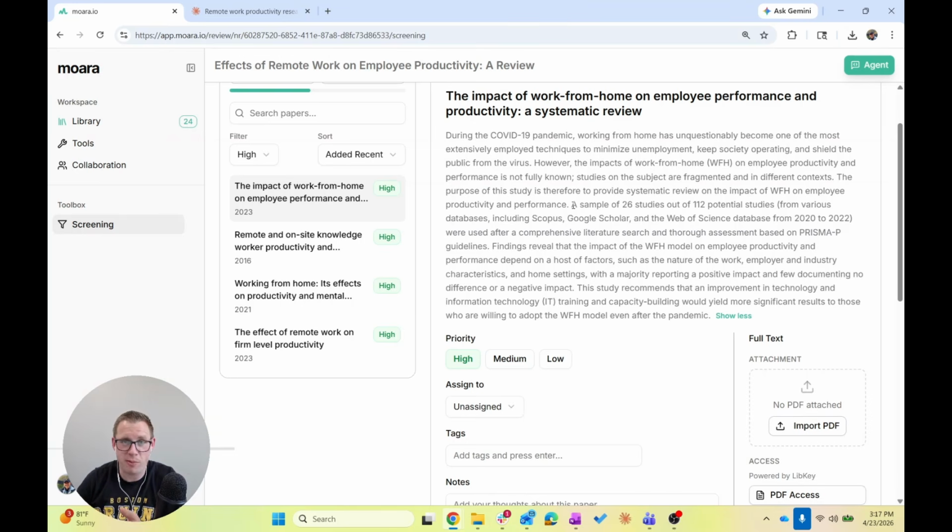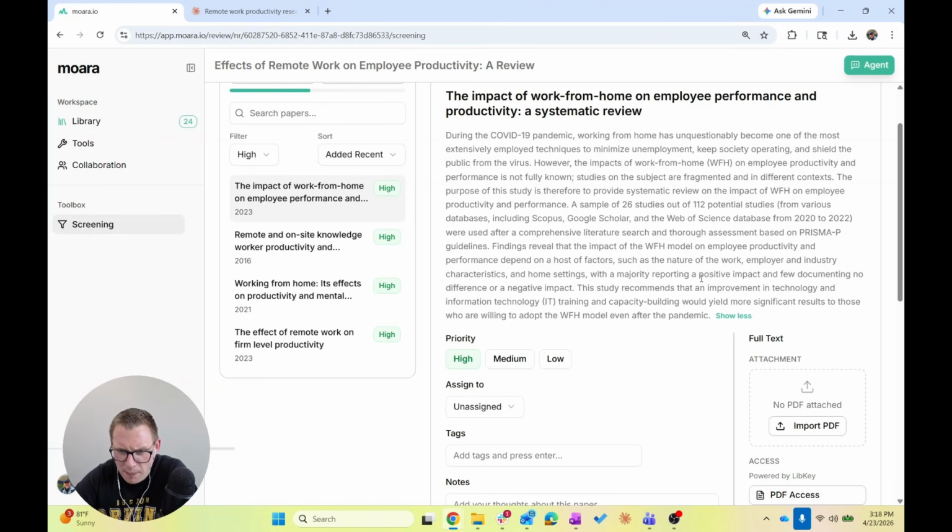We might have a whole PowerPoint presentation on one paper. This is a candidate for that in the context of client work. In your papers, it's a little more subtle if you're doing a dissertation or something, but maybe this does deserve a lot of attention and everything sort of builds from this in your literature review. Sample of 26 studies out of 112 potential studies used. Okay, findings reveal that the impact of work from home model on employee productivity and performance depends on a host of factors: nature of the work, employer and industry characteristics, and home settings.